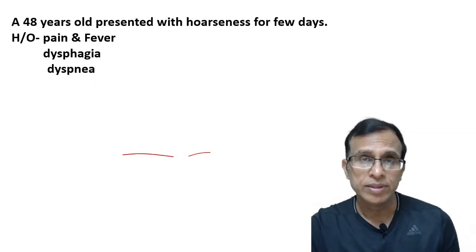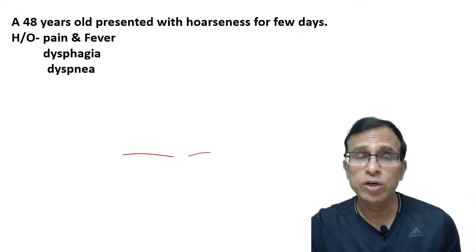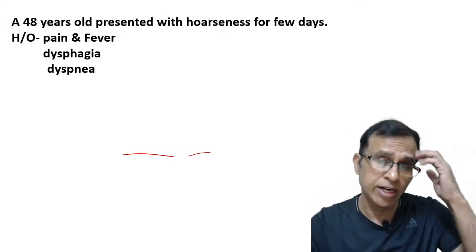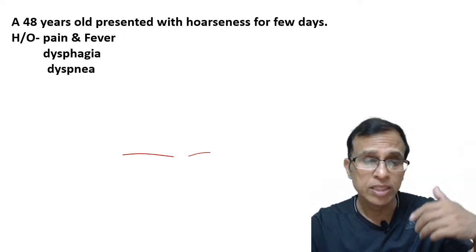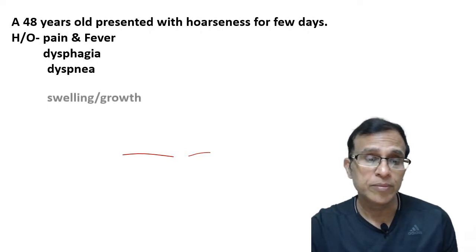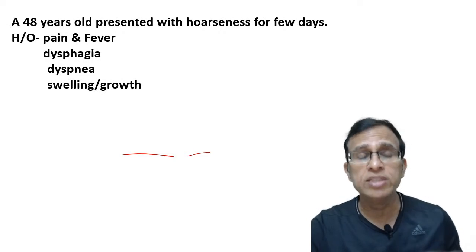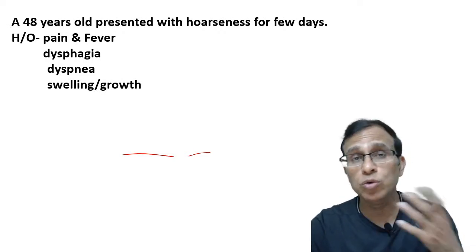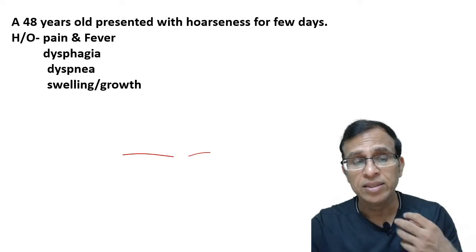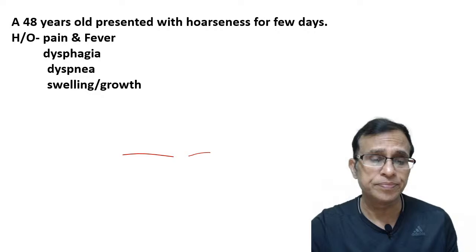Dyspnea, that is difficulty in breathing, because again the larynx is also for breathing. So if you have any growth occupying space in the lumen or edema of the larynx, inflammation, they will obstruct the larynx and may cause dyspnea, difficulty in breathing. Then any swelling or growth that the patient has noticed in the neck, because most of the growths of the neck can be seen from outside also, carcinomas, lymph nodes, things like that.